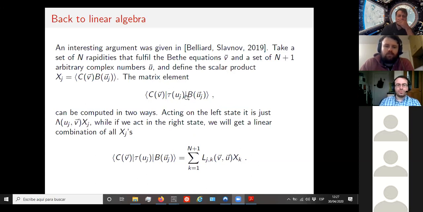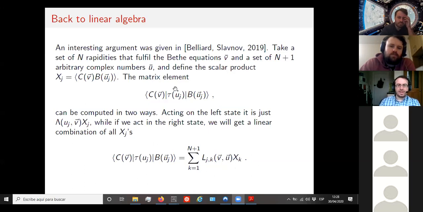So instead, when I commute these A's and this, which depends on the eigenvalue, through these B's, if it goes in a wanted way, I'm going to still get these B's. But if they go in an unwanted way, this eigenvalue is going to substitute one of the u's here. So at the end, I'm going to get a linear combination of all these n plus one scalar products.